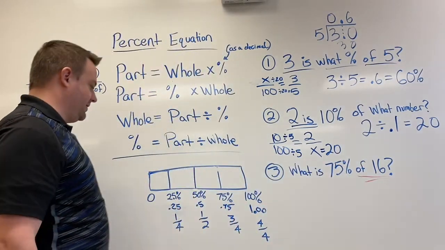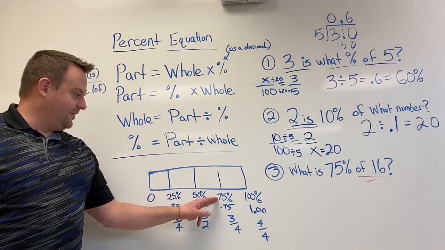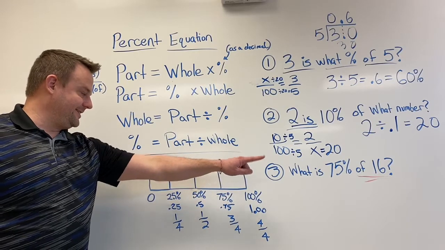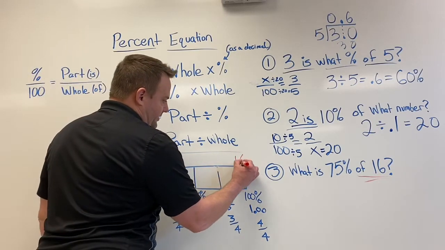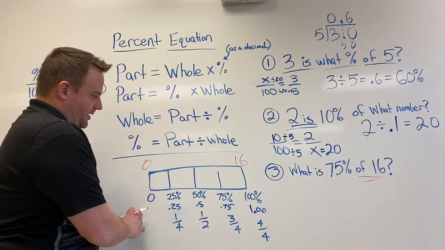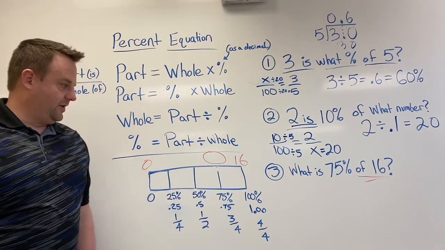Hey, let's just model this here. I kind of drew this out. Here we can see 75% and 16 is the whole. So 16 goes here, right? And that's 0. And we want 75%, so we want right here. Well, let's try to do it.